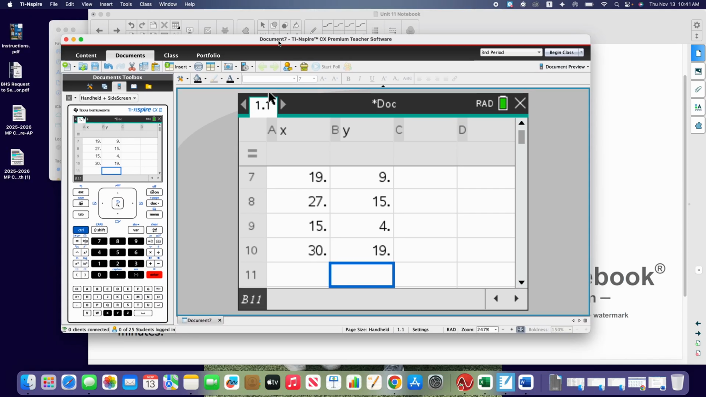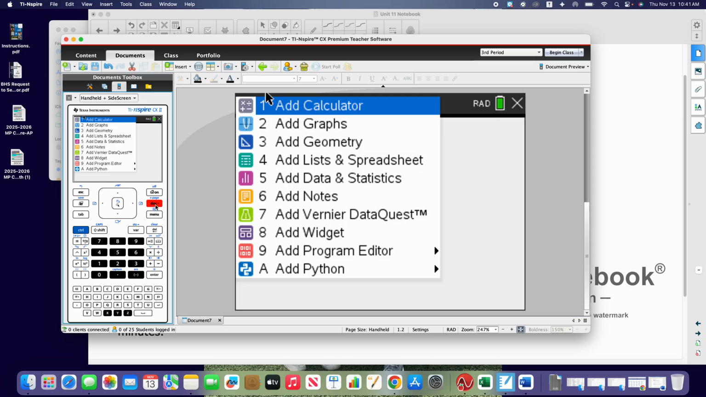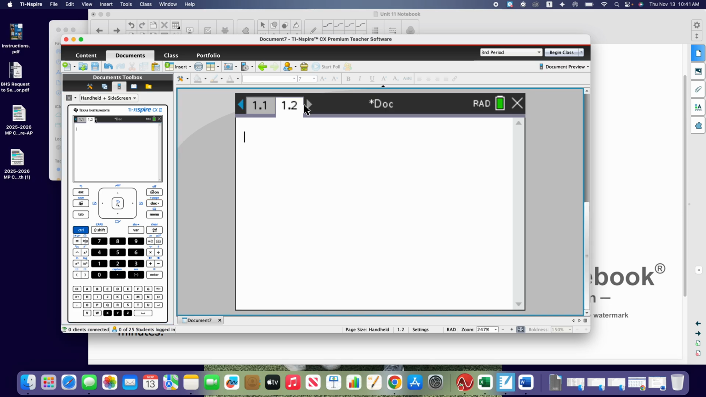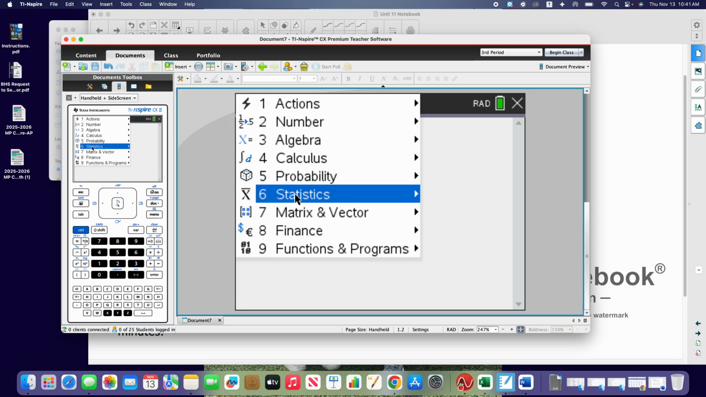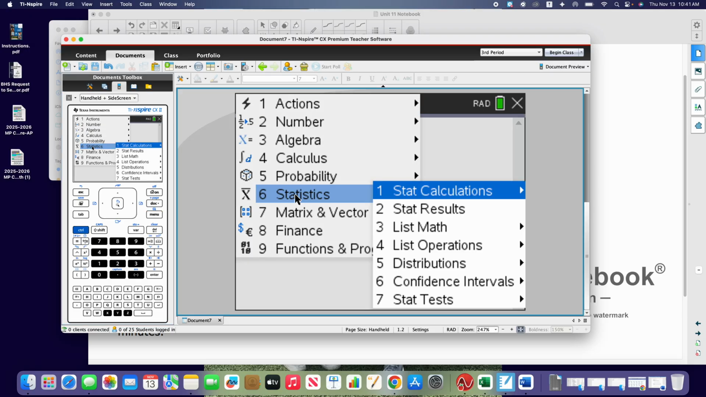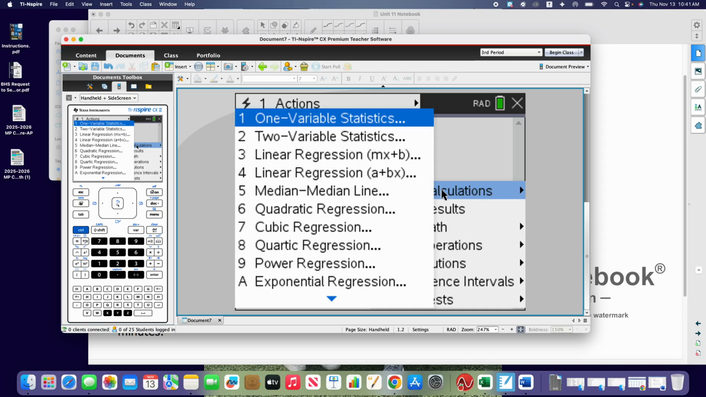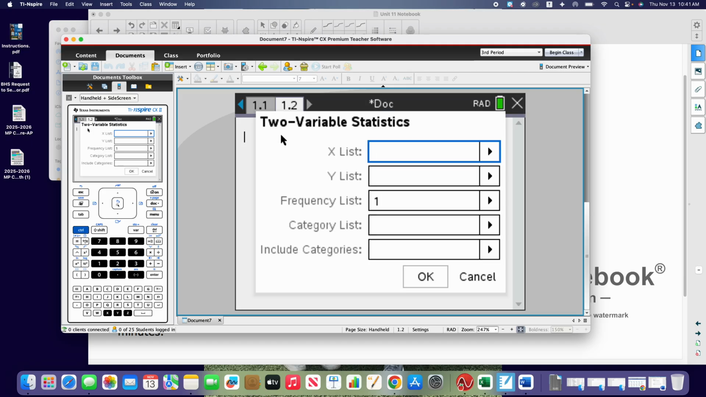All right, so I got my minutes played in, and I got my points in. And now I'm going to press Control Doc, and I'm just going to go to my calculator. Where am I going to find the mean? Menu, Statistics, Stat Calculations, and this is a 2-variable statistic, so I'm going to go 2-variable statistic. X is X and Y is Y.